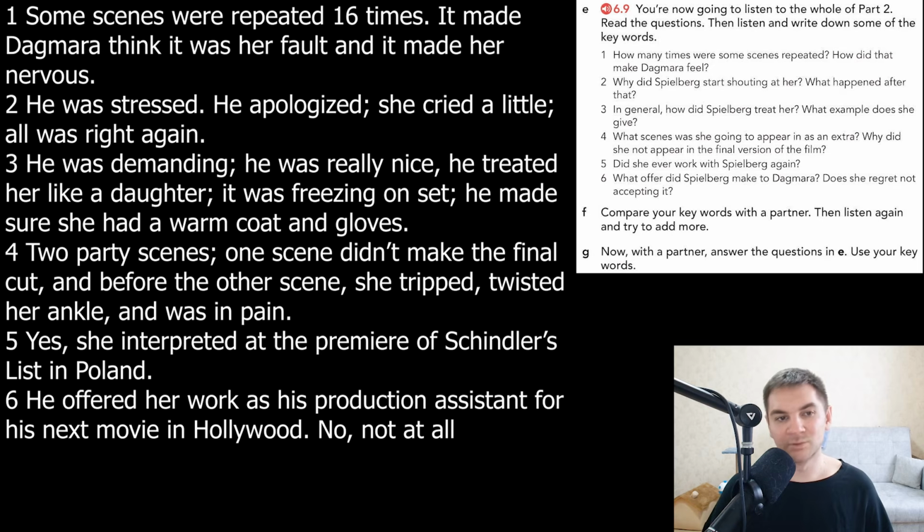What scenes was she going to appear in as an extra? Why did she not appear in the final version of the film? 2 party scenes. One scene didn't make the final cut, and before the other scene, she tripped, twisted her ankle, and was in pain. 6. What offer did Spielberg make to Dagmara? Does she regret not accepting it? He offered her work as his production assistant for his next movie in Hollywood. Actually, she doesn't regret it.